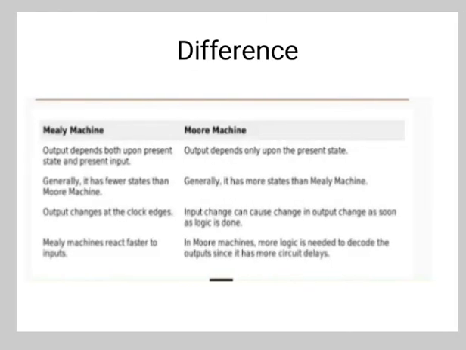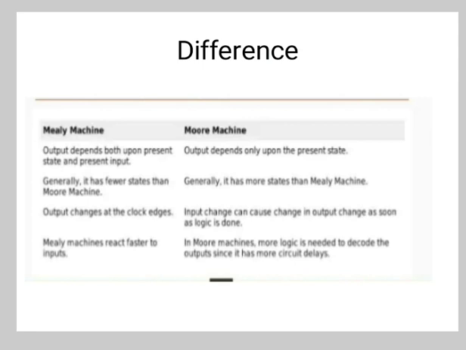So next is the difference between the Mealy machine and Moore machine. In Mealy machine, output depends upon both the present state and the present input. In Moore, output depends only upon the present state. In Mealy, generally it has fewer states than the Moore machine, and Moore has more states than the Mealy machine. In Mealy, output changes at the clock edge.